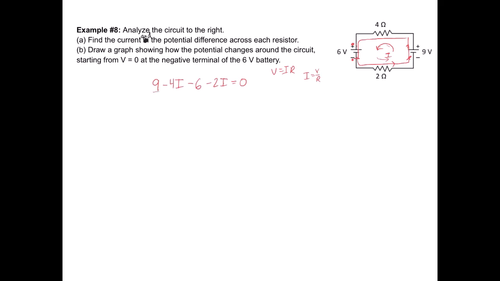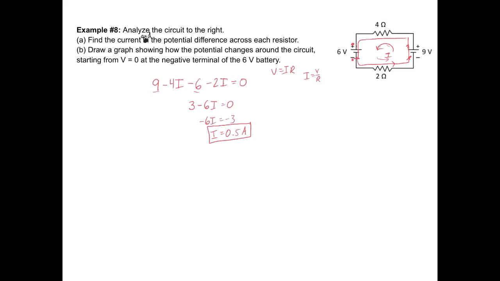So I'm going to put the 9 and the minus 6 together. That'll give me 3. Put the minus 4I and the minus 2I together. It gives me minus 6I, and the equation equals 0. I subtract the 3 to the other side. I'm going to have negative 6I equals negative 3. Divide both sides by negative 6, and I get a current of 0.5 amps. Now, if you ever get a negative, that's fine. That just means that the current is actually going opposite the direction that you chose. In this case, that's not what I get; the current is 0.5 amps.